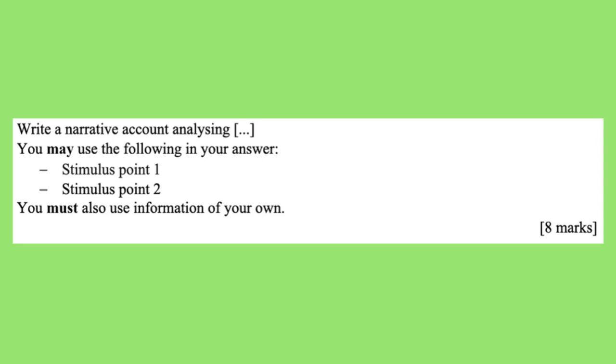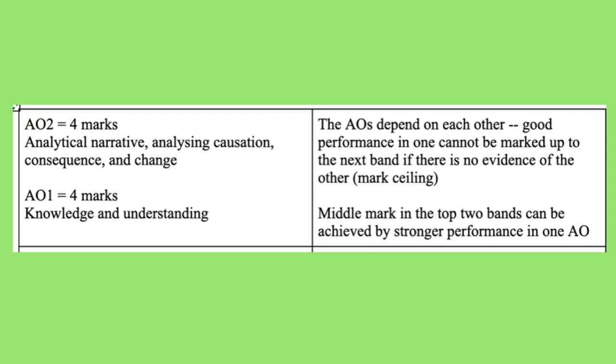Write a narrative account analysing, and then you'll be given 2 stimulus points. It will be worth 8 marks. This is the mark scheme for this question. Now it tells us that 4 marks are available for AO2, which is where you write an analytical narrative, and by that we mean that you're analysing causation, consequence, and change. 4 marks are also available for AO1, which is your knowledge and understanding.